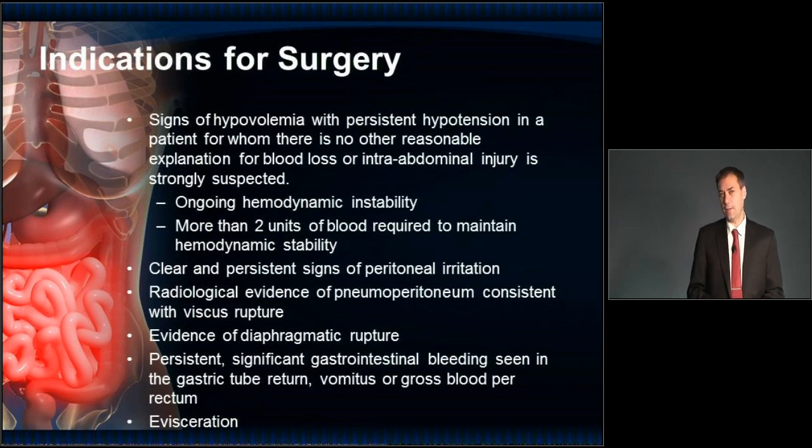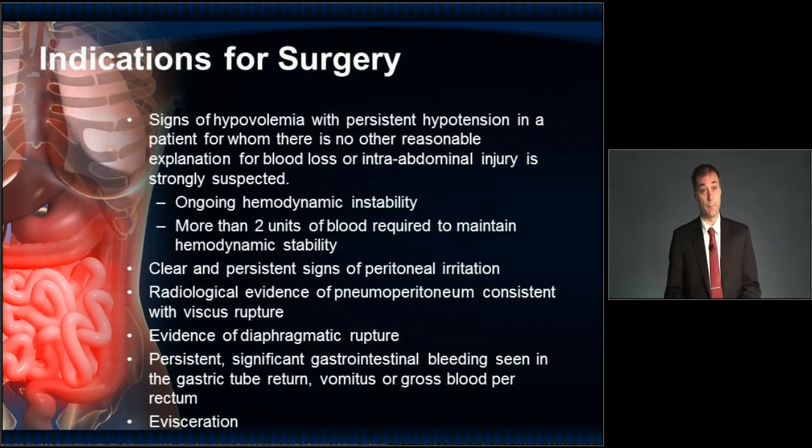So what are the indications that a patient should go to the OR with abdominal trauma? Any patient with signs of hypovolemia or persistent hypotension for which there is no other reasonable explanation for it. If the patient is getting fluids, they're staying hypovolemic, you can't find another injury, the likelihood of abdominal injury is very high. If they have ongoing hemodynamic instability, if they require 2 or more units of blood to maintain their blood pressure, those are good reasons to go to the OR. They're probably not going to tamponade on their own.